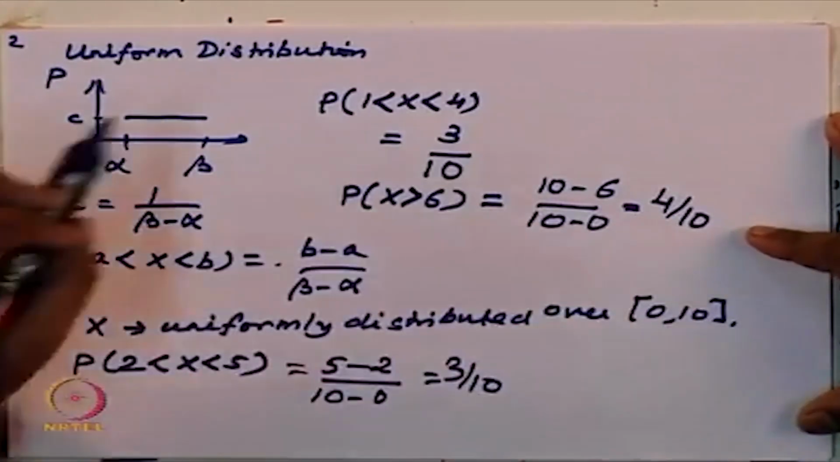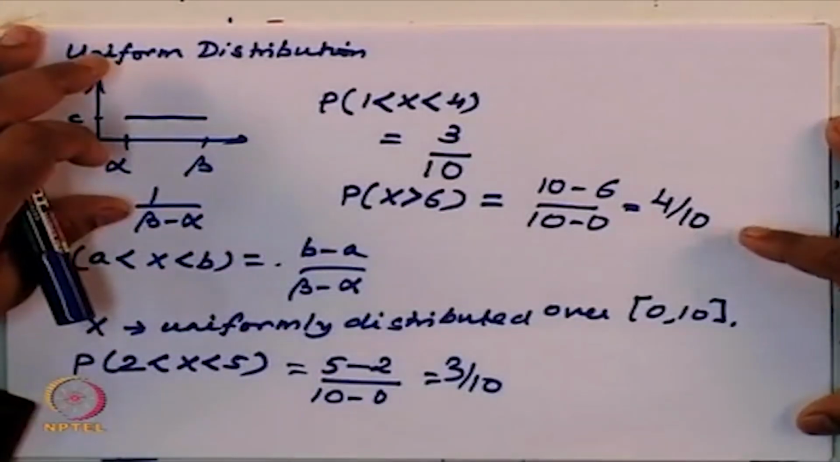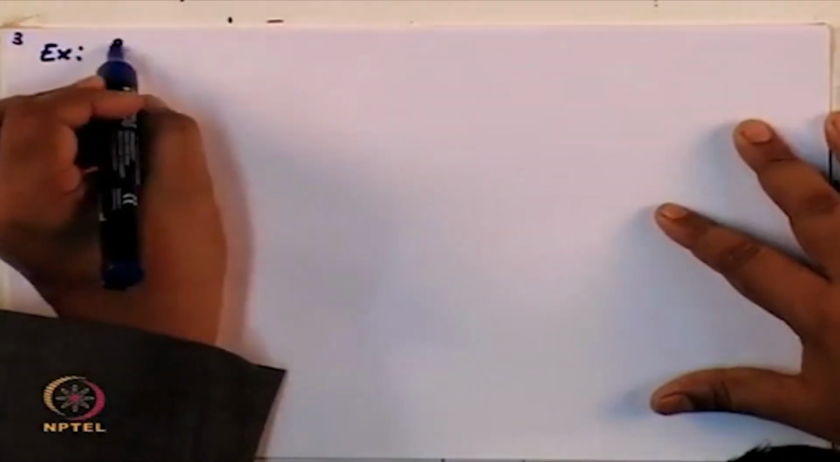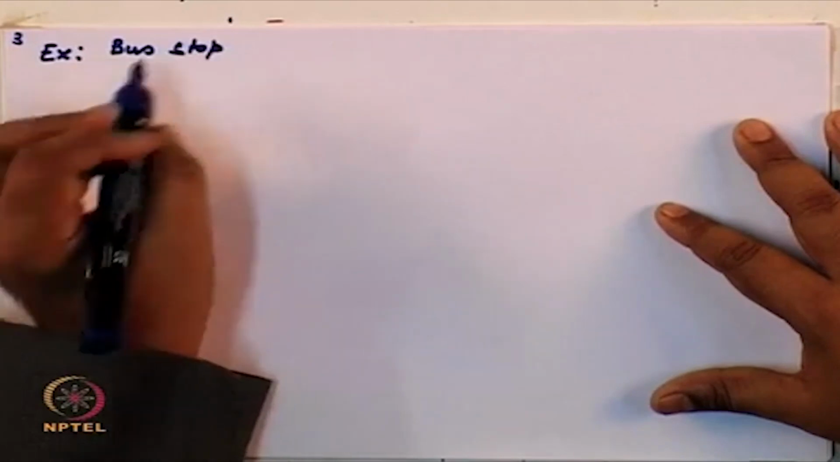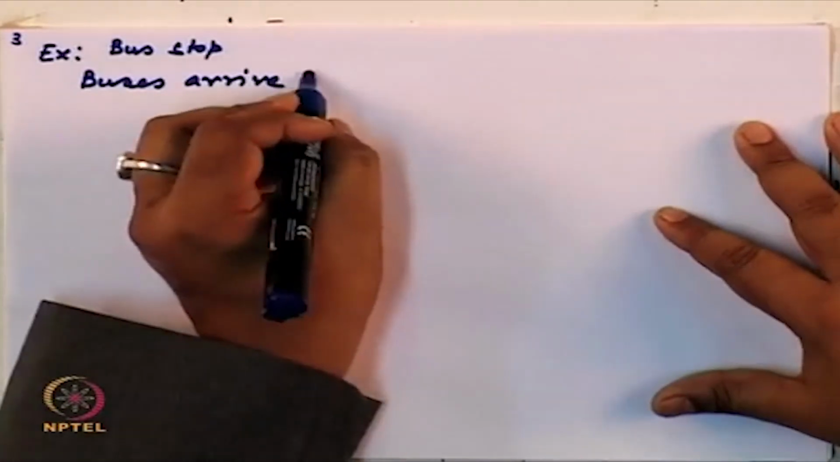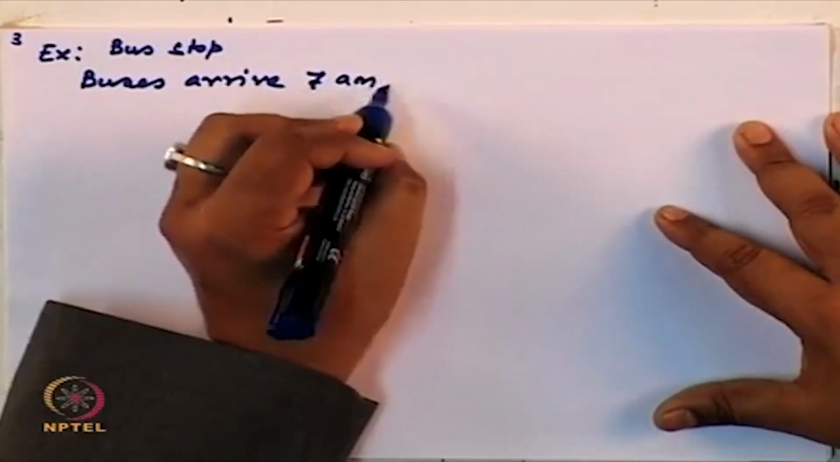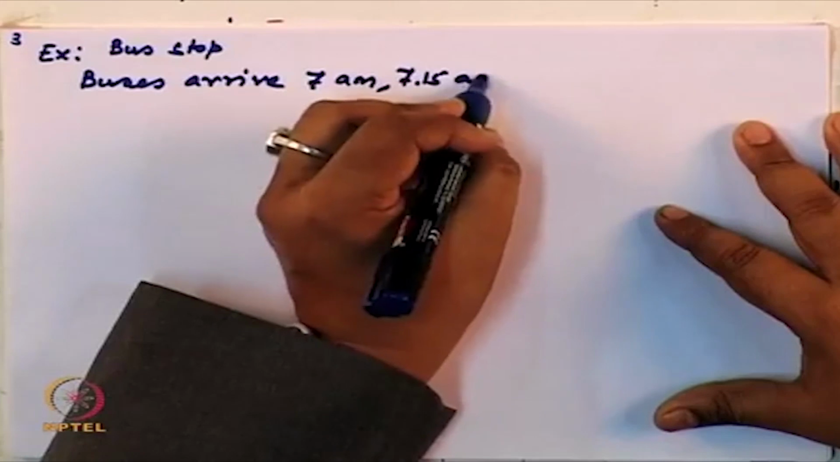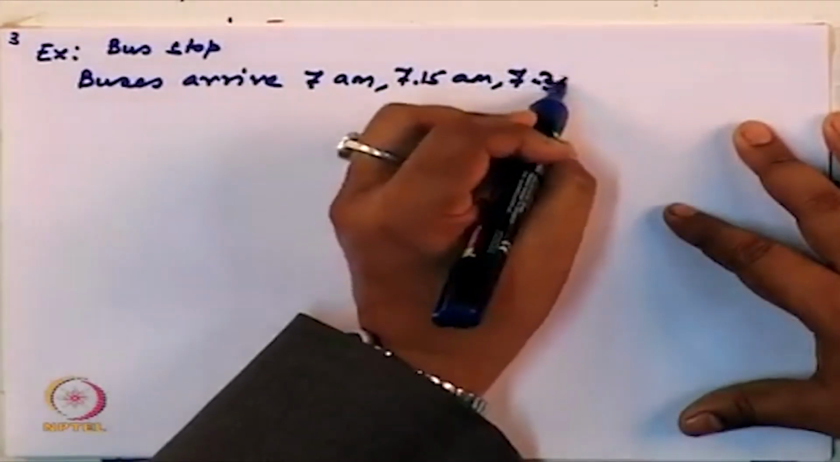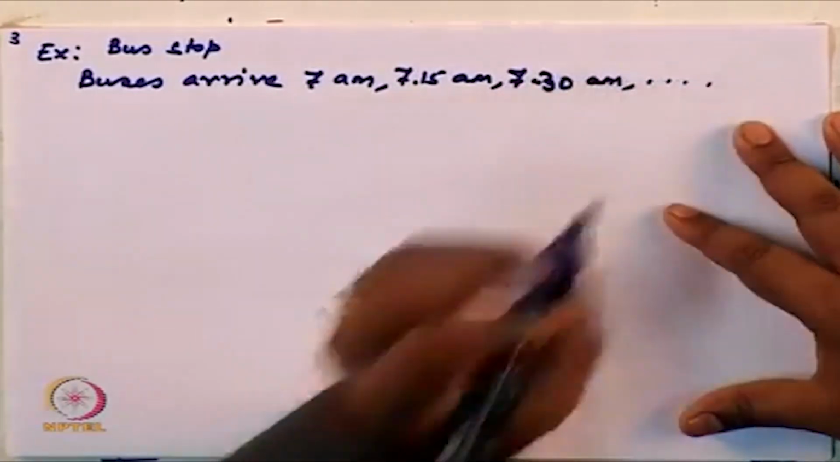So, you see how you can make use of the uniform distribution to calculate each of these probabilities. Let us take one more example. Imagine at the bus stop, buses arrive every 15 minutes. So, they arrive at 7 a.m., 7:15 a.m., 7:30 a.m., and so on and so forth.